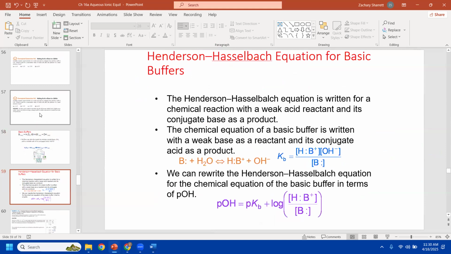So in this case, there's also a version of the Henderson-Hasselbalch that works for bases. What do we notice about this Henderson-Hasselbalch for bases? What are we noticing about this, Ricardo?